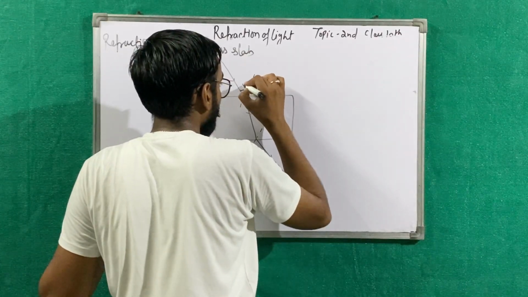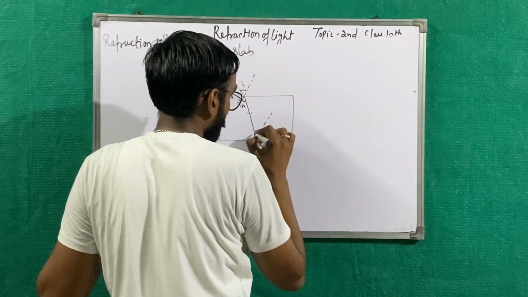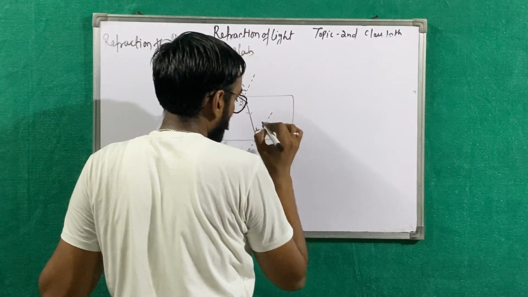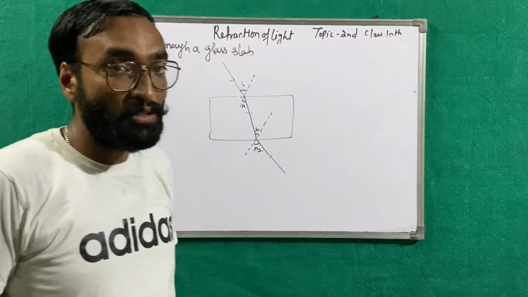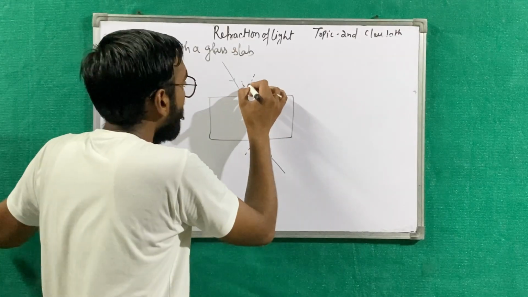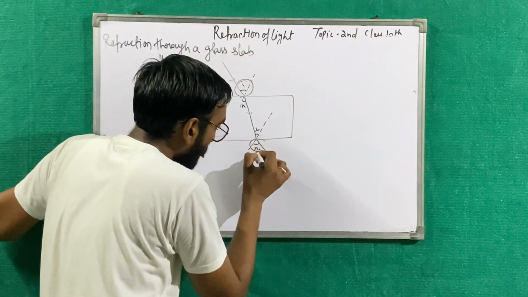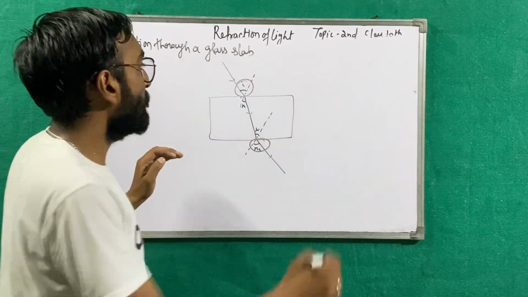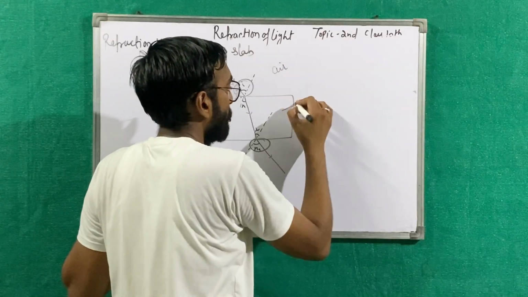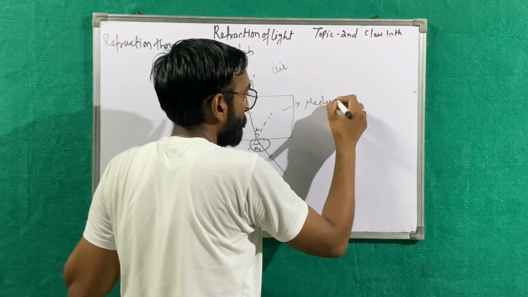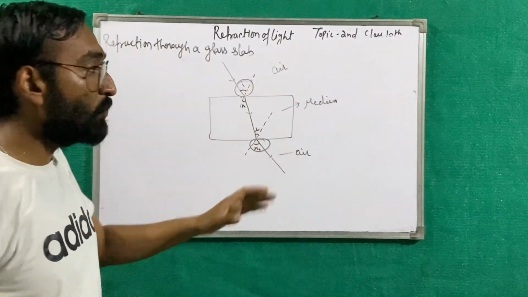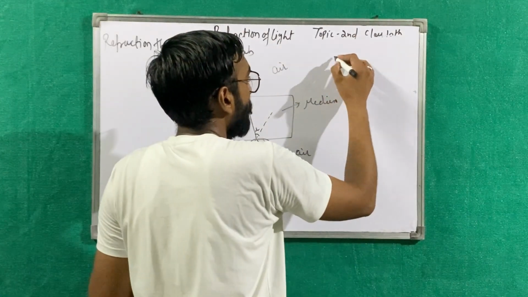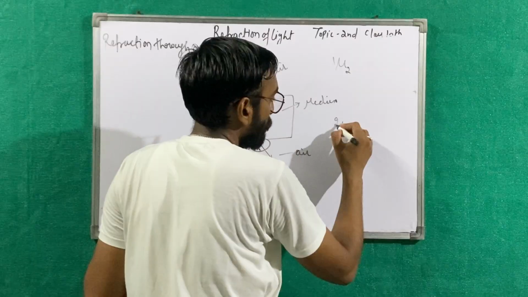Angle of I, angle of R1, angle of I, angle of R2. So the angle made here will be equal to the angle made here, as it is air, medium, air. So we have two refractive indices, one is mu1 to 2 and the other is mu2 to 1.